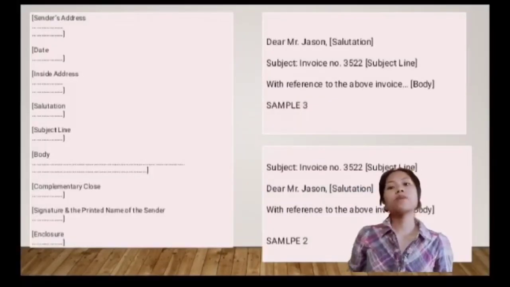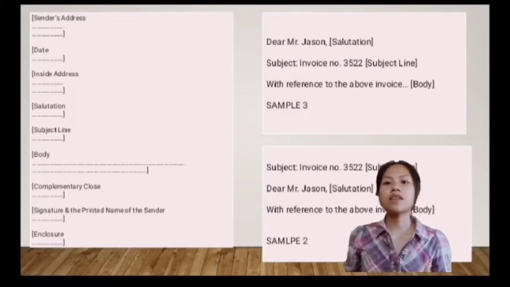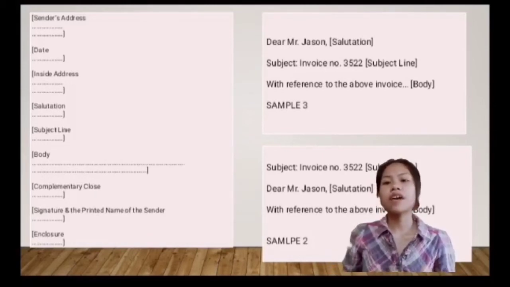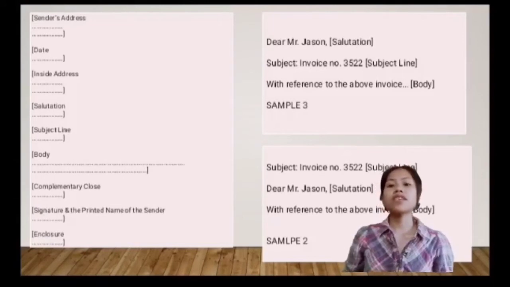I will show you the placement of the subject line. We can see that the subject line is between the salutation and the body. So that's the placement of the subject line in a business letter.